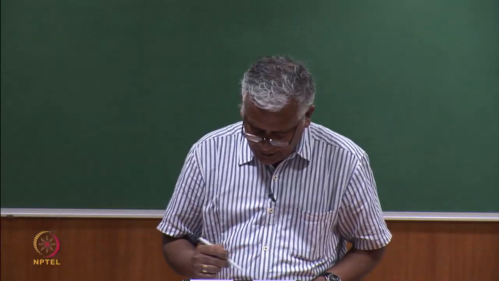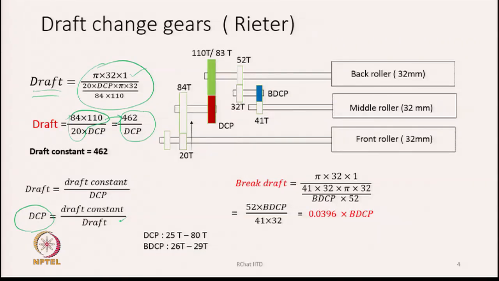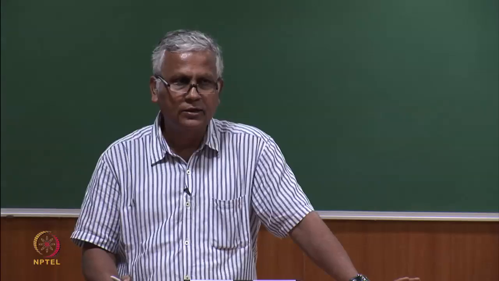And if we need to change the brake draft, then we have to find out what is the brake draft between middle and back rollers. We follow the same logic and we only concentrate on a few gears here. We only concentrate on those gears which are connecting the back roller and middle roller. The rest of the gears we can ignore.